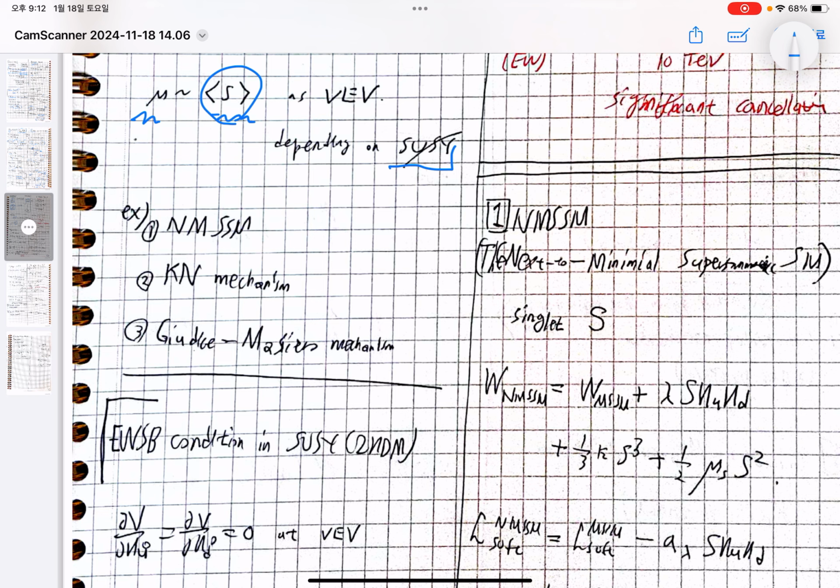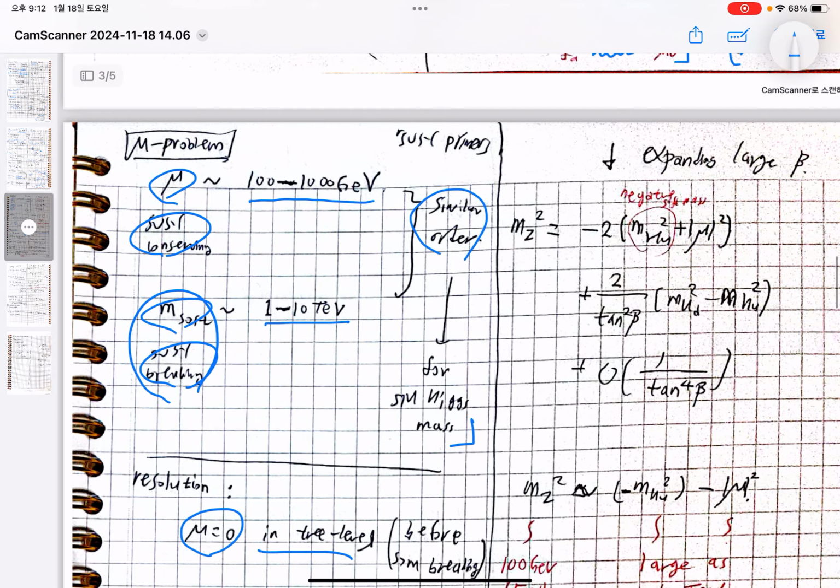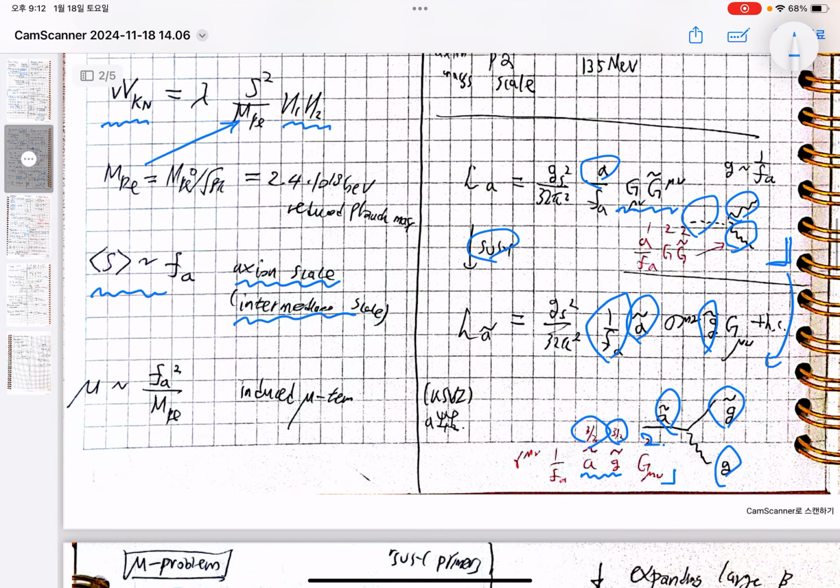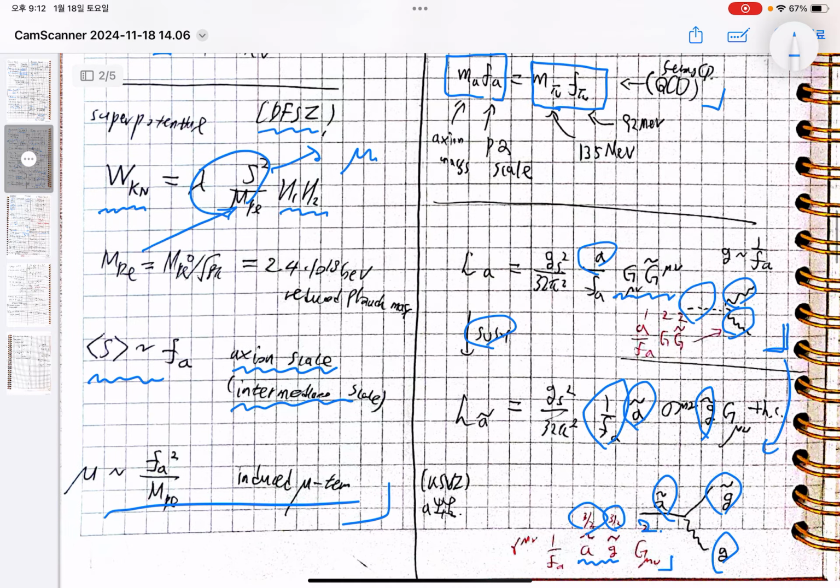One is the NMSSM, the next-to-minimal supersymmetric standard model, and the second one is the Kim-Nilles mechanism, where we think about a superpotential coupling to the Higgs. So this S times H1 H2 also gives the mu term, and also gives the axion scale. We already talked about it here. So this generates the effective mu term naturally, and also the VEV gives the axion scale. This is the mu term we already talked about.